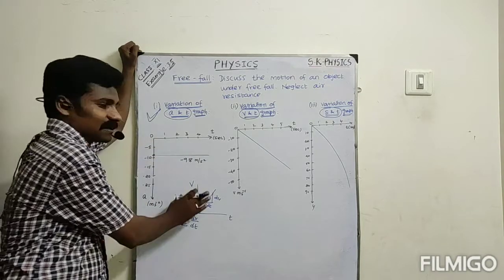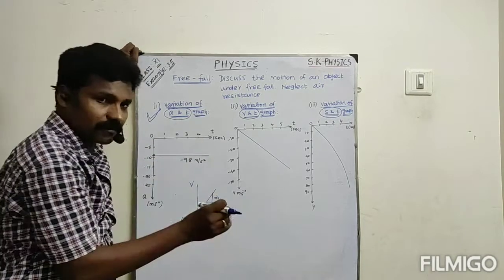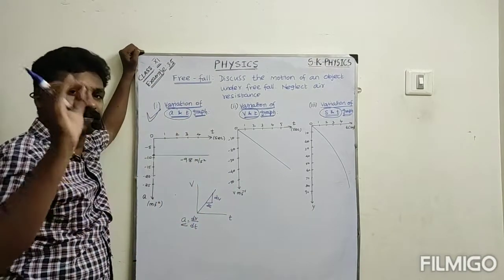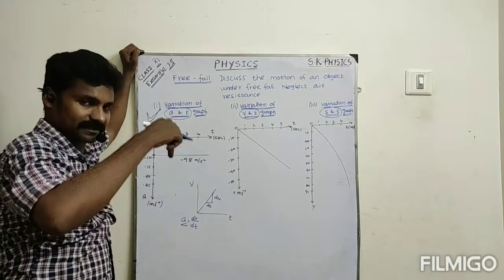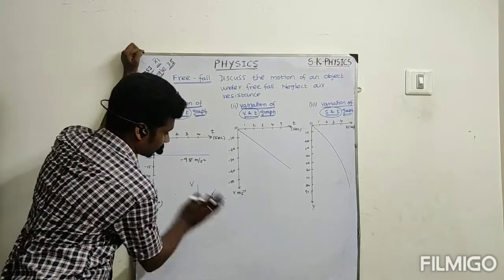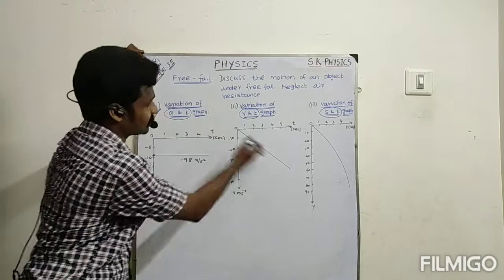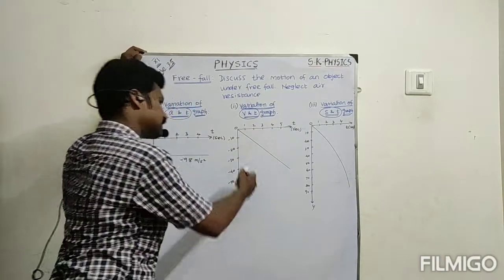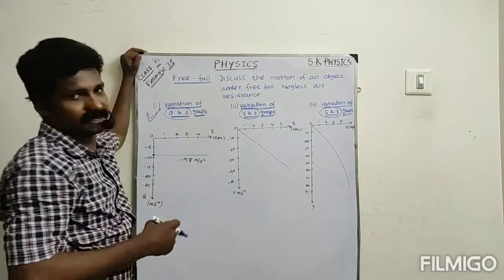The same thing only. Now the free fall body is moving in the downward direction, so I use the negative y-axis, that is the y dash axis. It is the same graph here. I hope you understand now. So please listen, the same graph. Whatever the time value, as the time value increases, the velocity also increases.